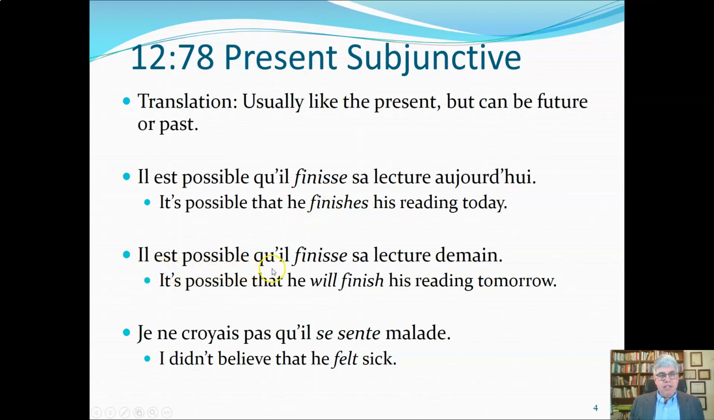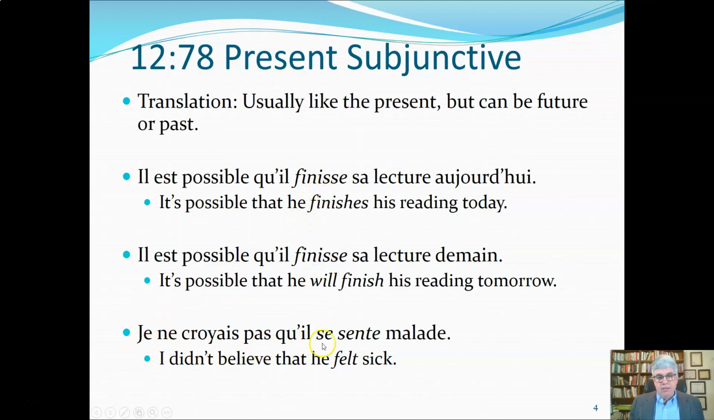Il est possible qu'il finisse sa lecture demain. So demain is tomorrow. So we would translate that, it's possible that he will finish his reading tomorrow. So that's a future tense we translate, but they're both written in the present subjunctive.